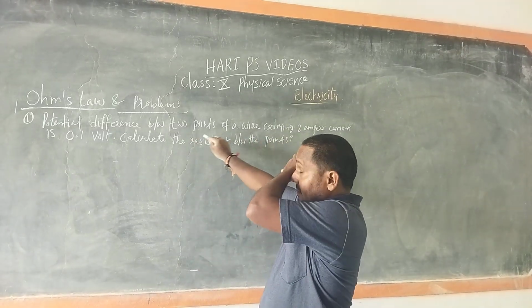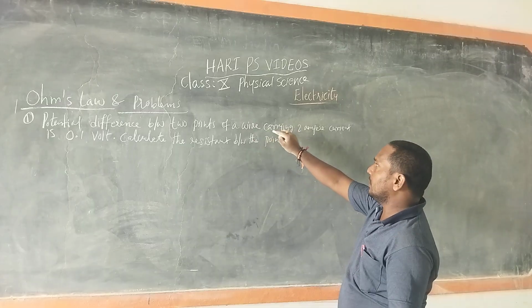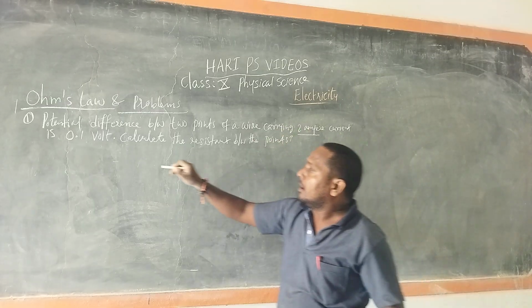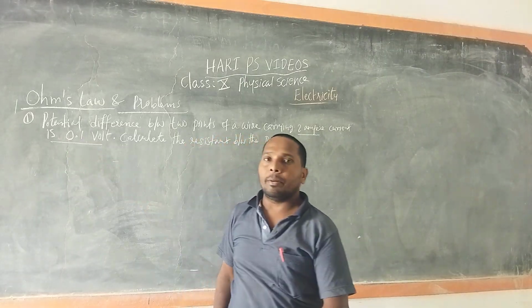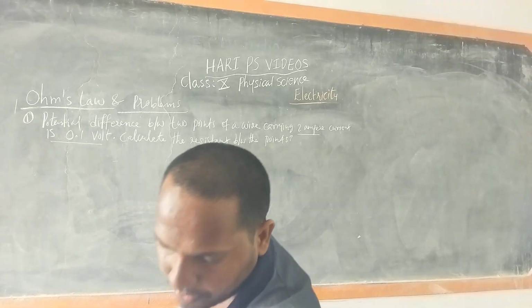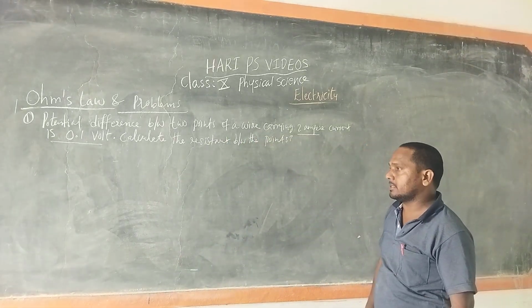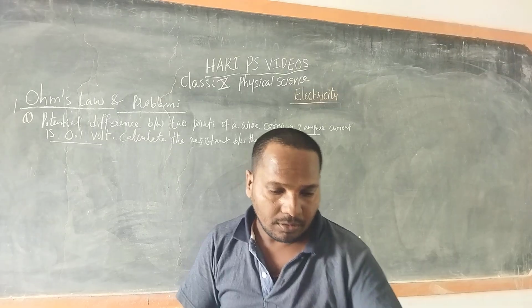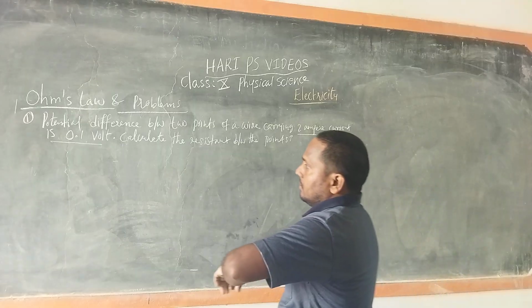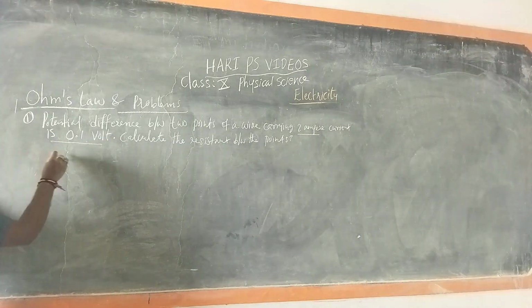Potential difference between the two points of a wire, nothing but a conductor, carrying 2 amperes of current is 0.1 volt. Then calculate the resistance. So let's do the problem. First of all, read the problem again. So write the given values first of all.